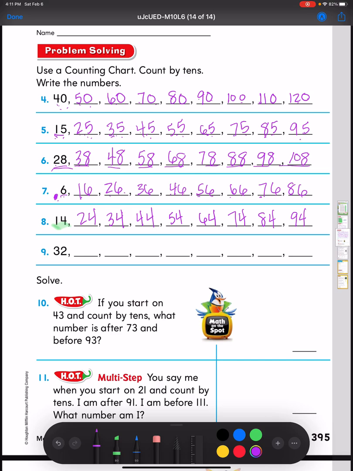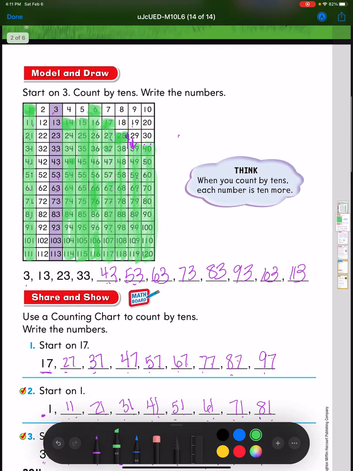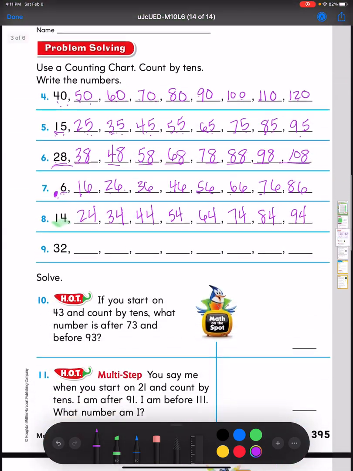All right, and last one, let's try it with 32. So let me go back to my chart. 32, so here's 32. I'm going to count by 10, so I'll go down my chart. Look at my number in my ones place. They are all 2s. My number in my tens place is increasing by 1, 3, 4, 5, 6, 7, 8, 9, 10, 11. We're going to show that on our chart.